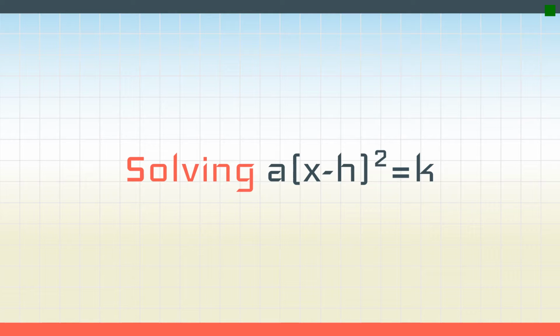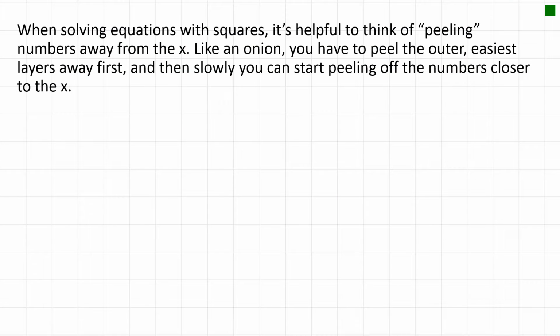Solving quadratic equations of the form a times (x minus h) squared equals k. When solving equations with squares, it's helpful to think of peeling the numbers away from x. The common analogy is like an onion. You have to peel away the outer or easiest layers first, and then slowly you can start peeling off the numbers closer and closer to the x.